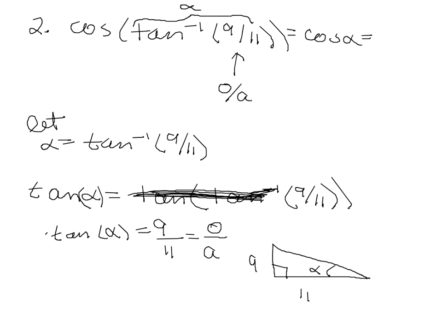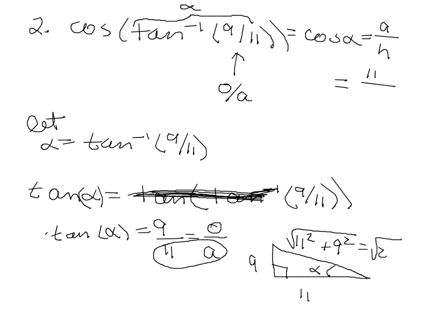Now, cosine alpha is adjacent over hypotenuse. So adjacent side is 11. See, adjacent. Now I need to find the hypotenuse. So the hypotenuse is 11 squared plus 9 squared, and take the square root. And that comes out to be the square root of 202. And so that is my exact answer, 11 over the square root of 202.